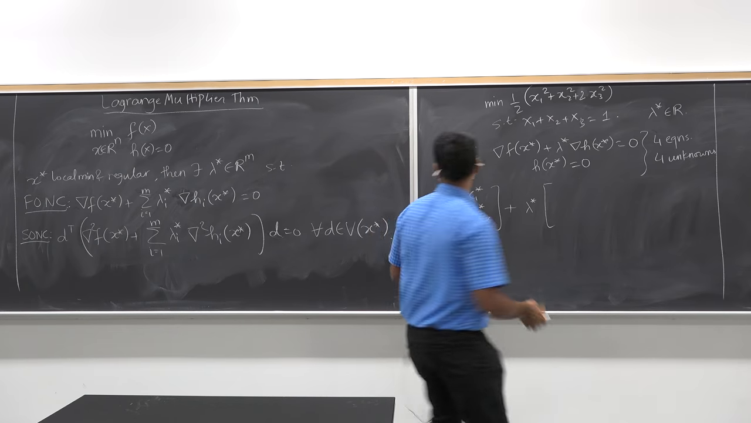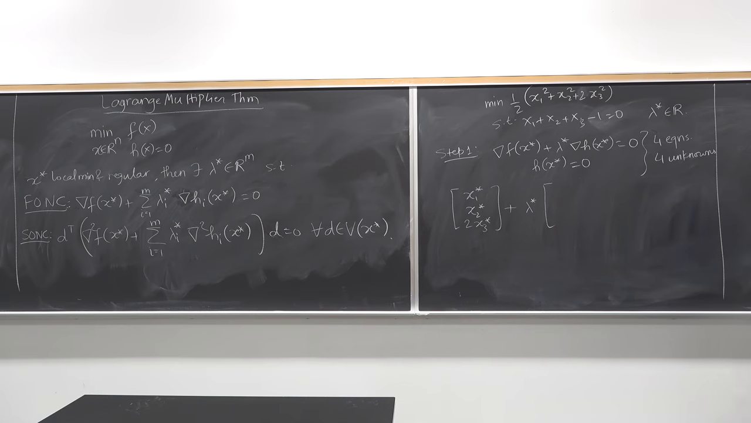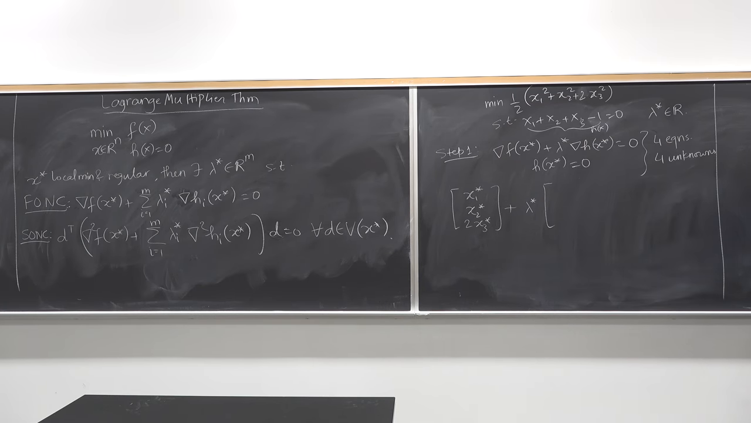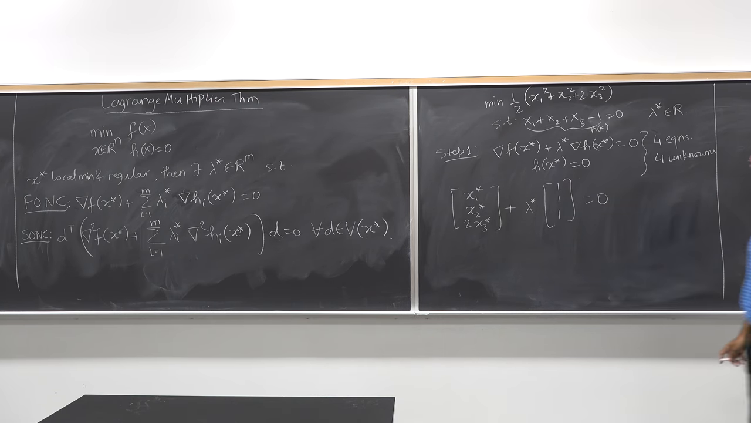I actually have to put it in h of x equal to zero form. So let me put it in this form: x1 plus x2 plus x3 minus 1 equal to zero. So that's my h of x, with the negative one sign. So what's the gradient of h evaluated at x star? 1, 1, 1, right? And this should be equal to 0. And then I have h of x star equal to 0.